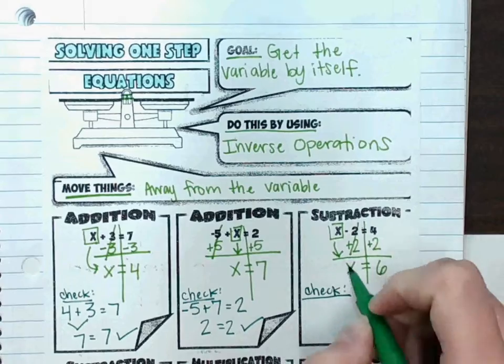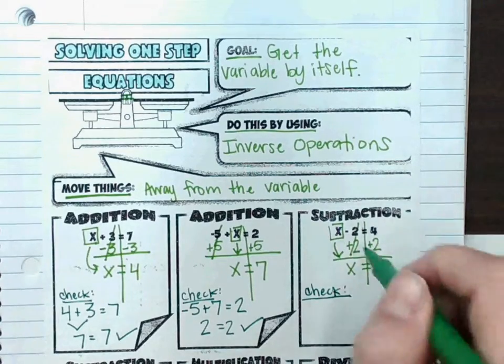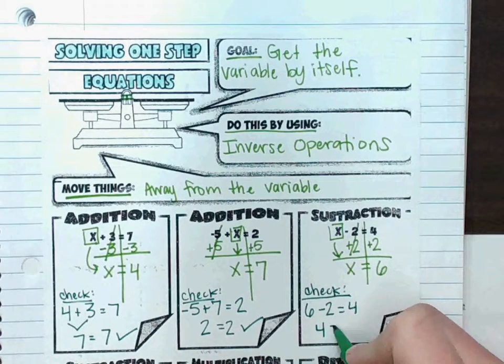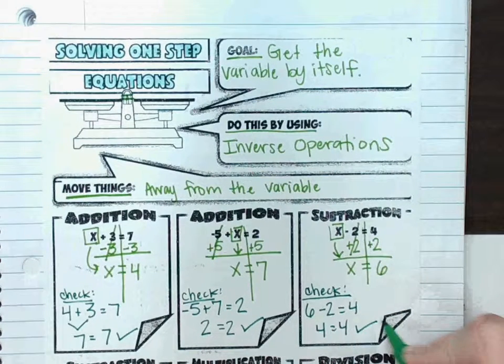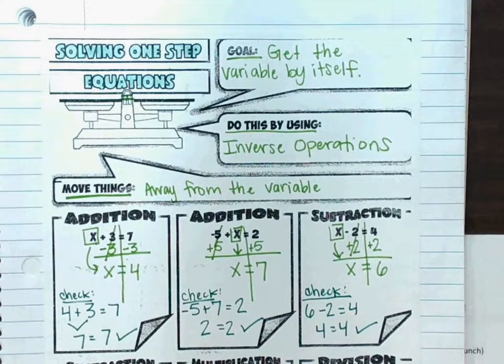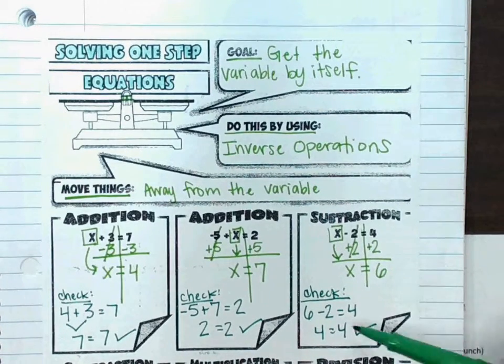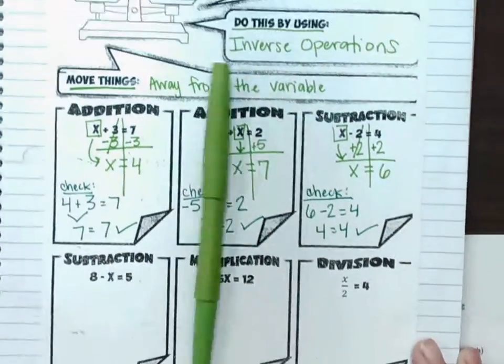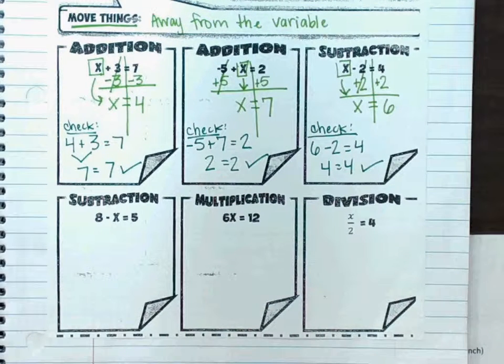Okay, and then we're going to check. So instead of x, we're going to put 6 minus 2 equals 4. 6 minus 2 is 4. 4 equals 4. That means it's correct. If it's not correct, these are going to be different numbers, so they're not going to equal. So that's going to be a red flag that you need to go back and check what you did. Okay, moving down here to subtraction.